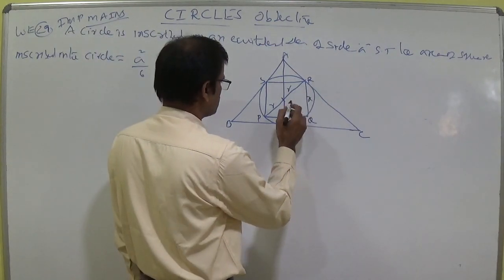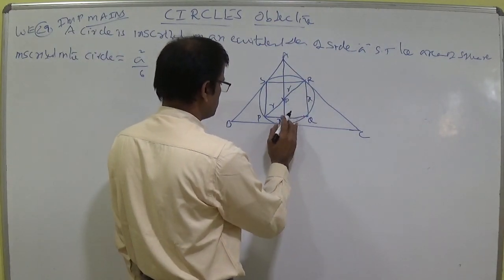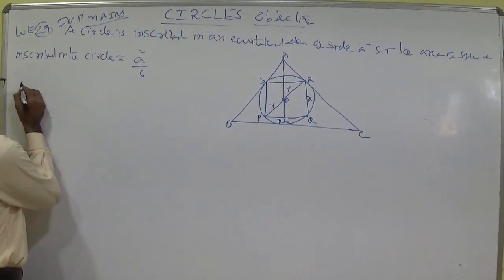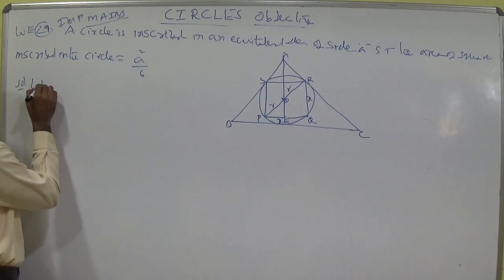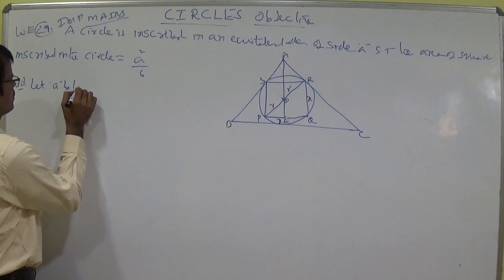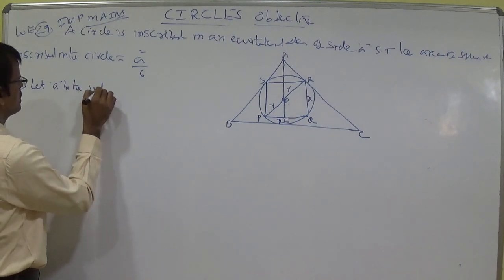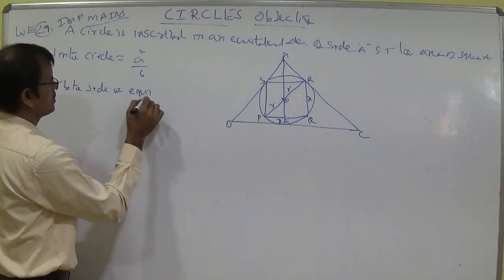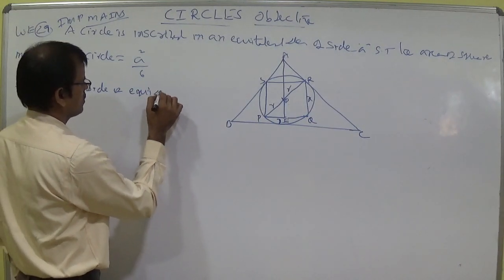So better to think this is center D and this is E. Description. Let small a be the side of the equilateral triangle.